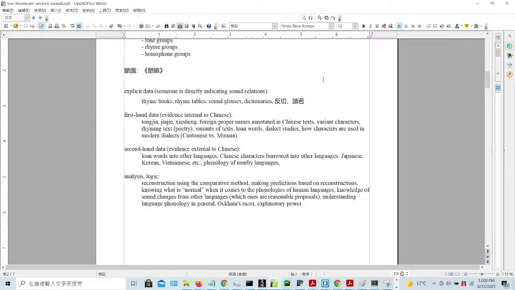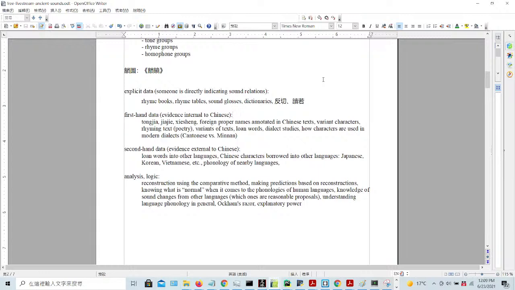Okay, so basically there are four types of, I guess evidence. I'm not sure that's the correct way of saying it, but four ways of knowing what the sounds were in ancient times. So there's basically the four types are explicit data, basically somebody saying, hey, this character sounds like this, or the initial of this character sounds like the initial of this character.